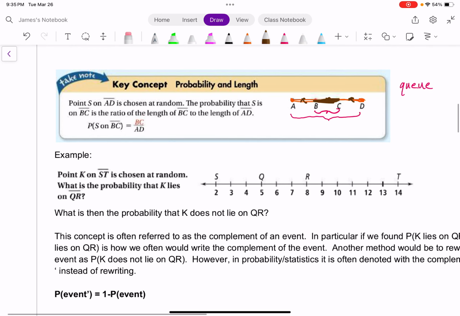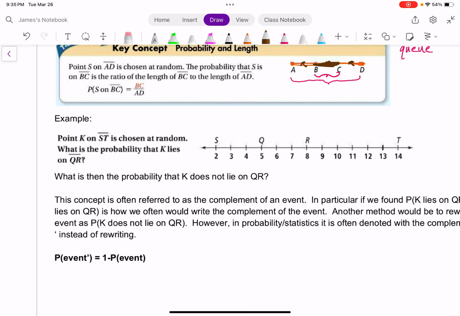Okay. So the example that you see here says point K on ST is chosen at random. So point K is going to be somewhere on that segment. What is the probability that K lies on segment QR? So what's the probability that it lies right there? The way I'm going to write this is, what is the probability that point K lies on QR?